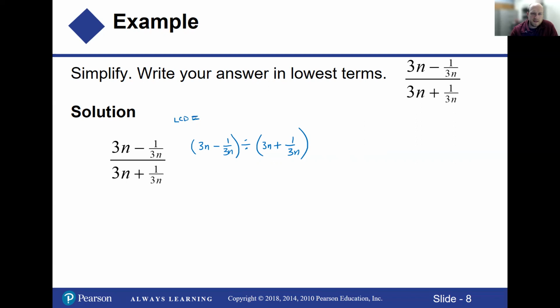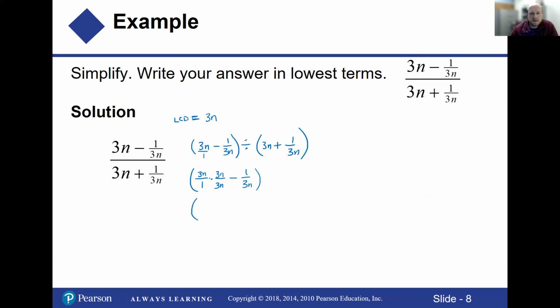And what does the LCD equal? Well, in this one, if I put 3n over 1, our denominators are 1 and 3n. My LCD is simply 3n. So I take this 3n, if you want to put it over 1, you can, and I multiply it by 3n over 3n to get that common denominator. And then for the other part, the 1 over 3n, I don't have to do anything with that.